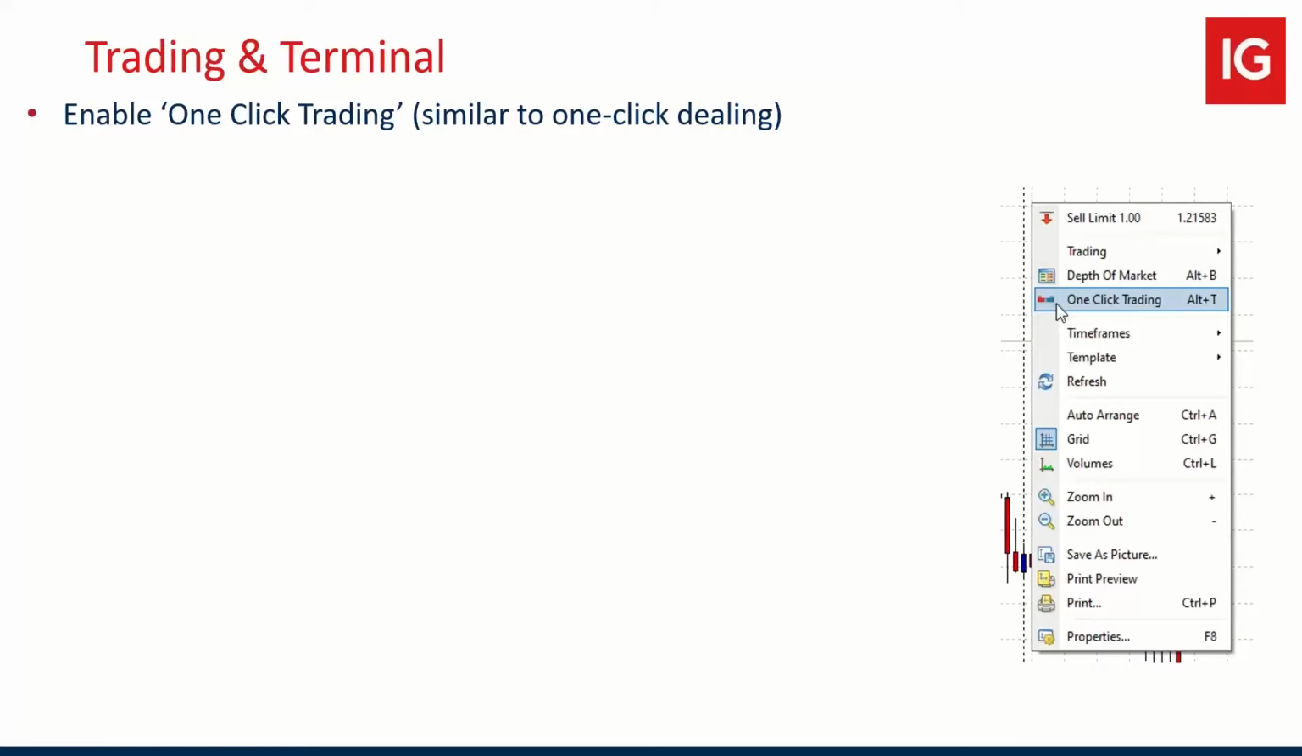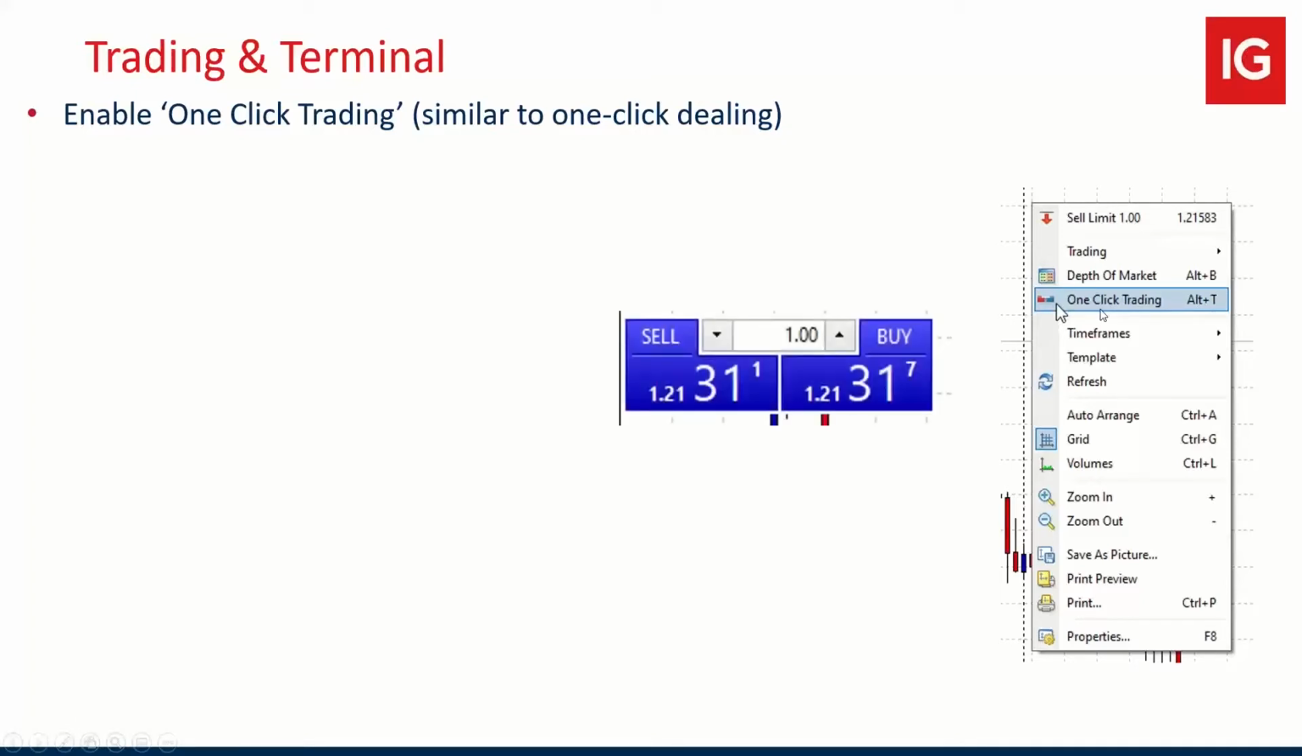And here, similar to one-click dealing on IG's trading platform, you also have what's called enable one-click trading. You just right-click on the chart and you get one-click trading in, and you'll be able to trade right away off the chart immediately instead of having to always open an order.